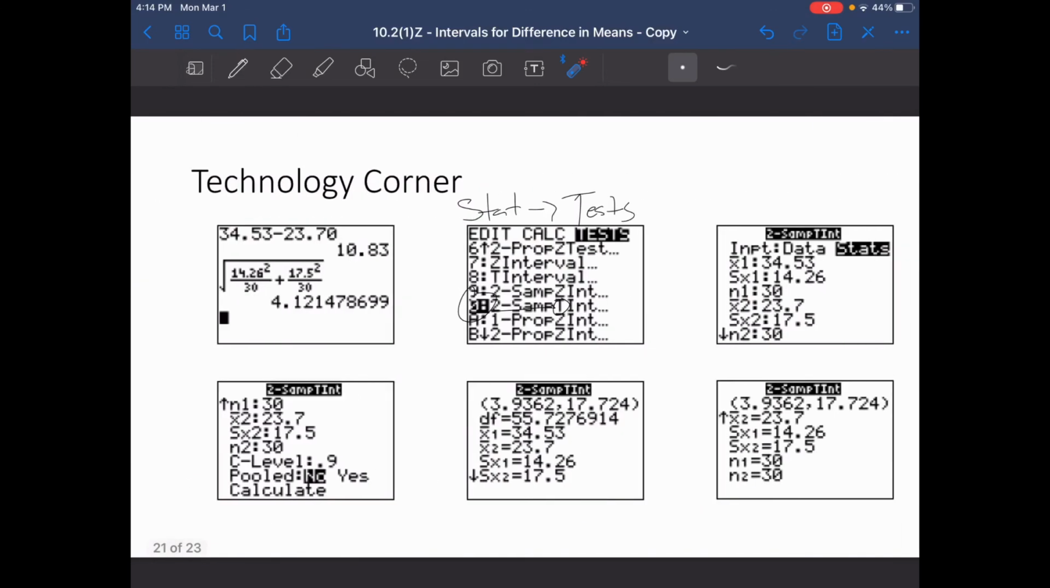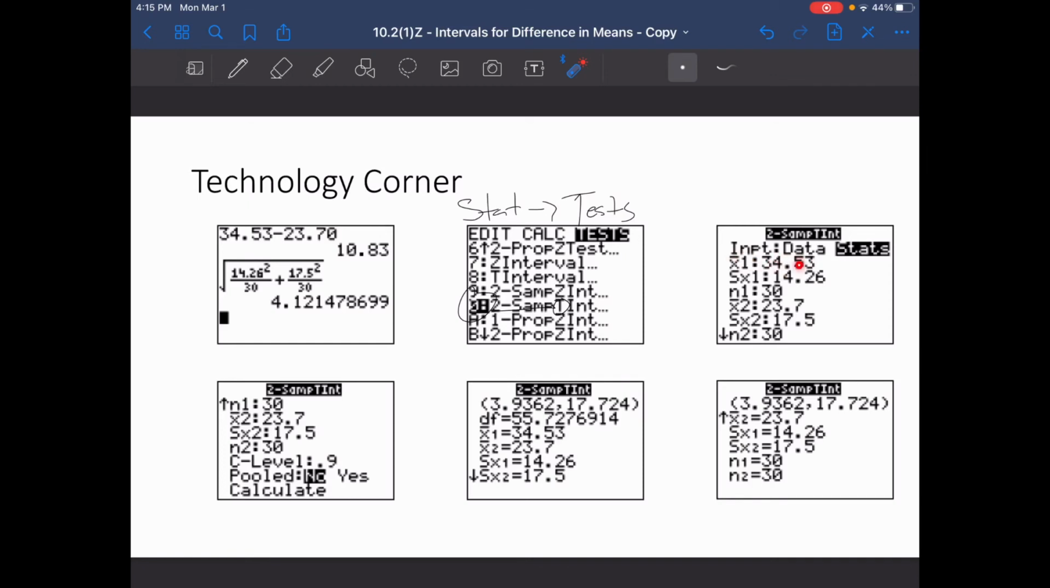So how we're going to solve for this is just by going over to stat and tests right here. Then you want to arrow on down to 0 or just press 0 on your calculator, and that should take you to two-sample t-int. And again, we're using t, or two-sample t-int, because we are working with two samples. We want to use t because we're trying to find the confidence interval for a mean, and the interval is what we're trying to find. So arrow over to stats.